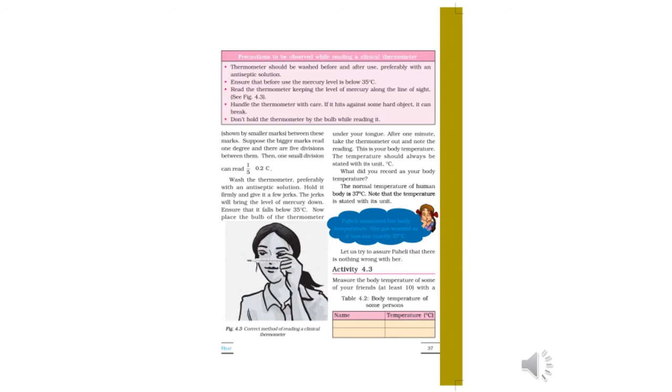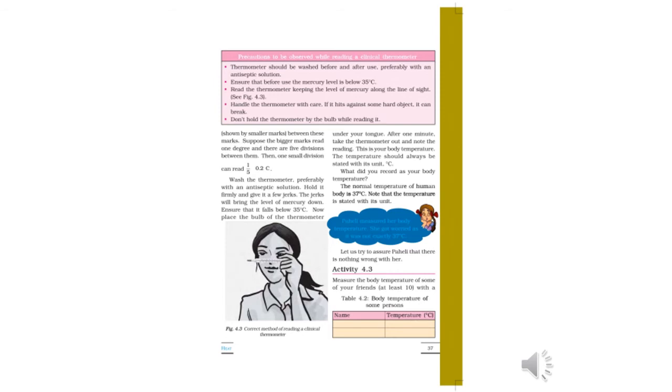Now place the bulb of the thermometer under your tongue, either inside the mouth under the tongue or underarm. You can do the test. So here we keep the bulb under the tongue. After 1 minute, take the thermometer out and note the reading. As soon as you take it out, keep it at your eyesight view and measure the reading from the thermometer. This is your body temperature.